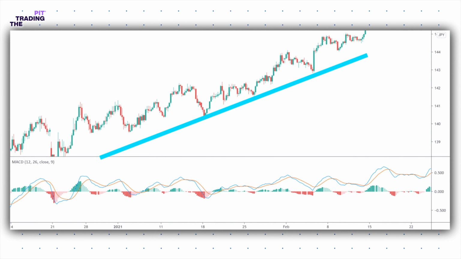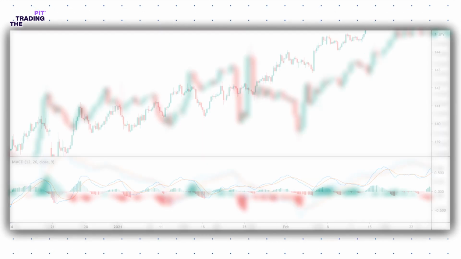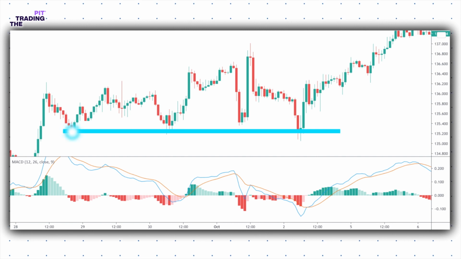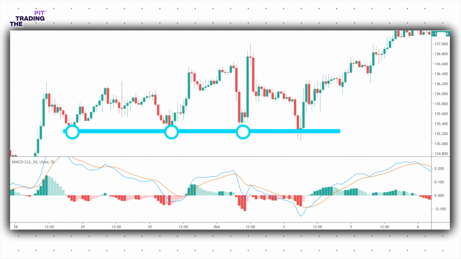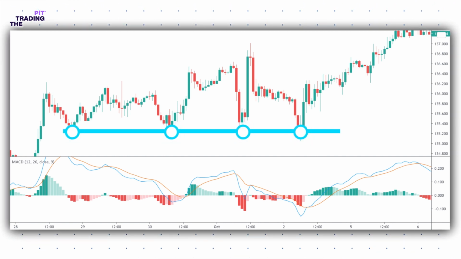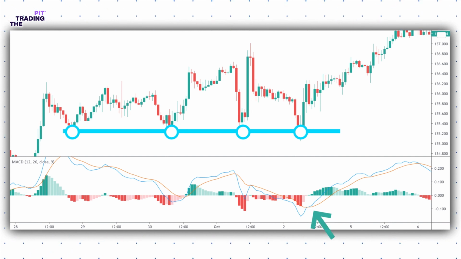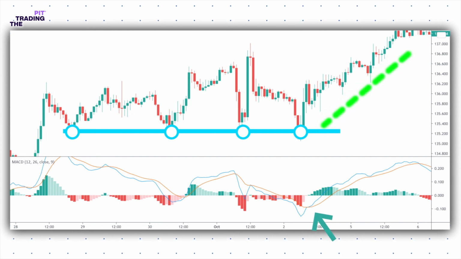Next, we need to identify our support level. Support can be drawn at this level. The price has recently touched the area here again, and yet one more time. This makes a very strong area of support. Next, we find the MACD cross-up that can be seen here, with a histogram moving from red to green. The result is this move to the upside.